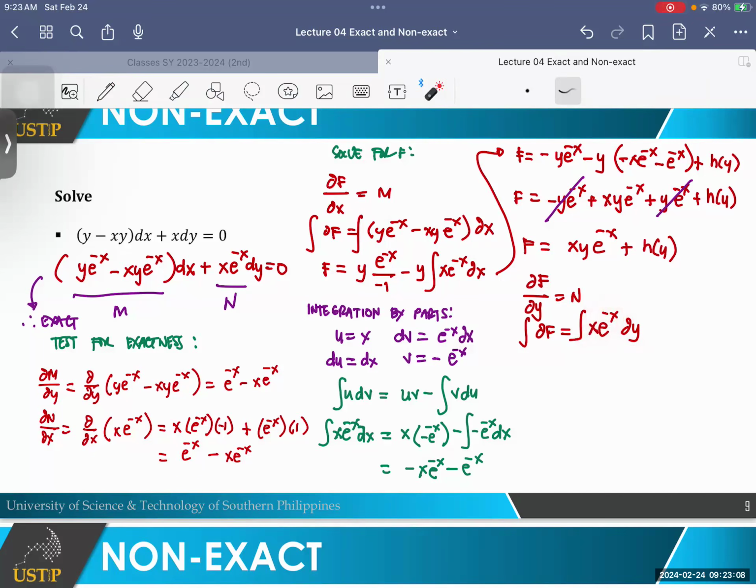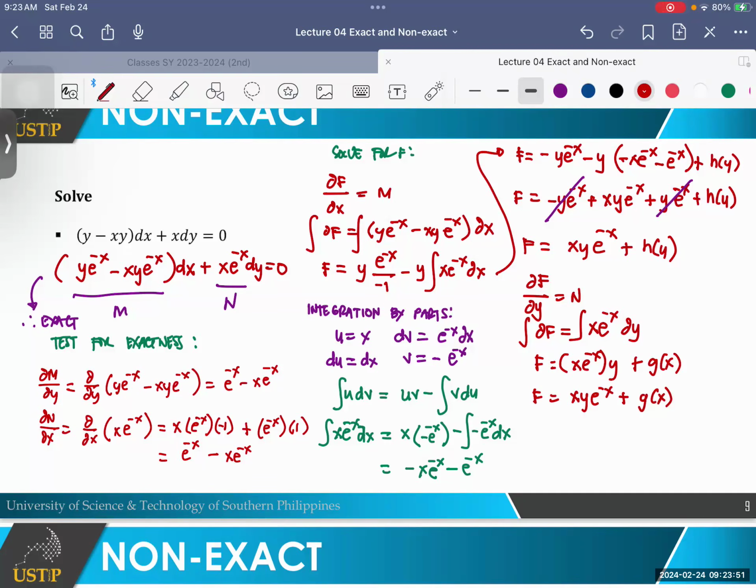If you don't know the concept behind partial differentiation, in this case you would do integration by parts. But since the whole term is constant, what would you do with a constant? You just multiply it by y. So f is equal to x e to the negative x times y, plus some function of x, don't forget. That means if we rearrange the variables, class, f is xy e to the negative x plus g of x.